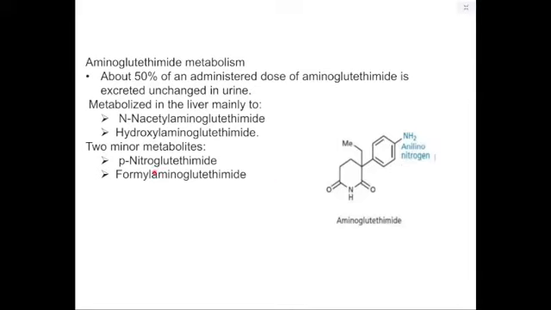And then we can also get two minor metabolites like para-nitroglutethimide. This group here, the amino, can again undergo oxidation. That group there can undergo oxidation to the nitro group to give us the para-nitroglutethimide.